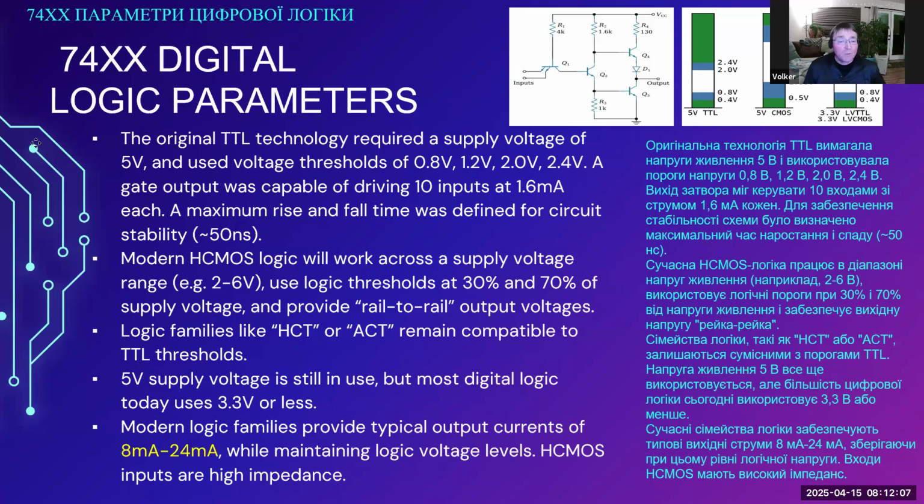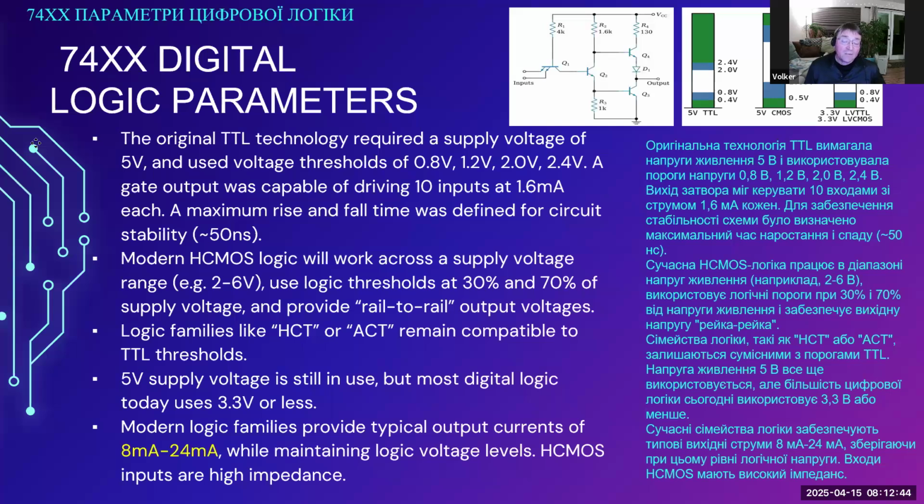I'm just continuing. Modern HCMOS logic will work across the supply voltage range. I'm emphasizing that here because the original TTL chips were limited to 5 volts. HCMOS logic, high-speed CMOS logic, doesn't really care. They will take anything between 2 to 6 volts. They can work at 3.3 volts, which is another common voltage. And so the logic thresholds aren't as defined anymore as they used to be for the TTL family.